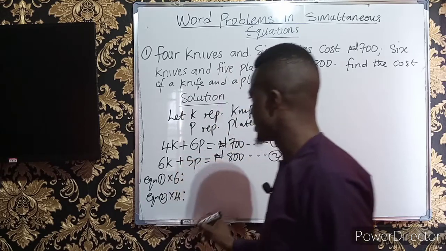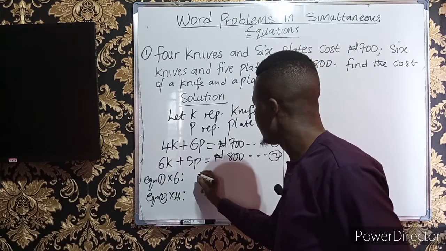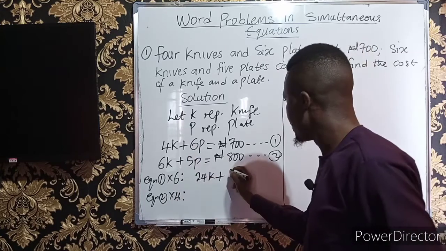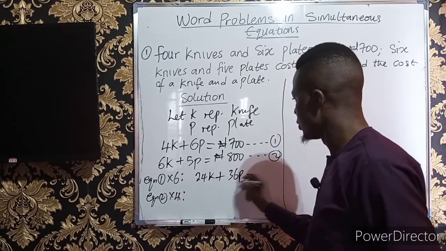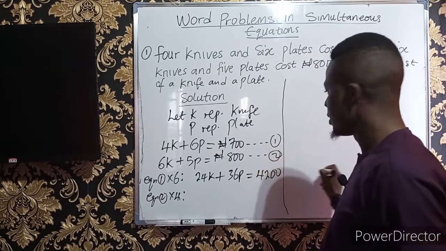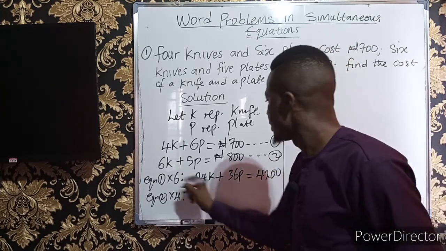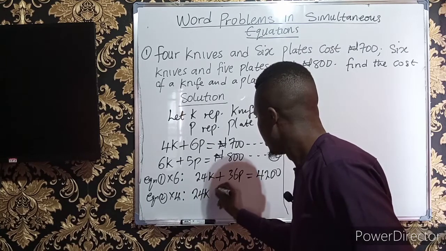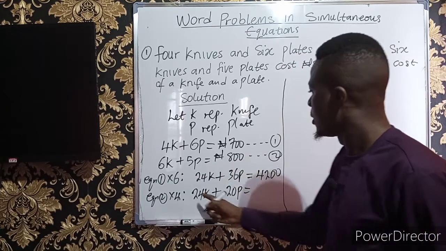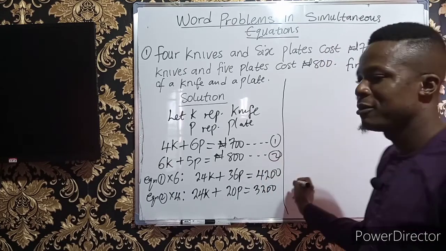I interchange coefficients. So I will use 6 to multiply everything in equation 1. 6 times 4k will give me 24k plus 6 times 6p will give me 36p equals 6 times 700 will give me 4,200. This can be called equation 3. Now in equation 2, I will multiply by 4. I have 4 times 6k, which is 24k, plus 4 times 5p, which is 20p, equals 4 times 800 should be 3,200. This can be called equation 4.